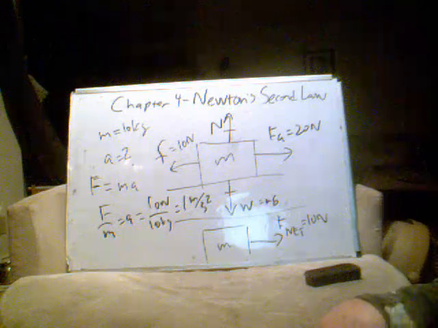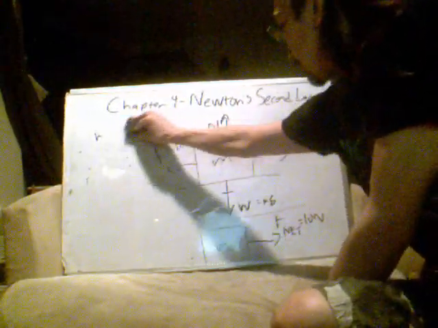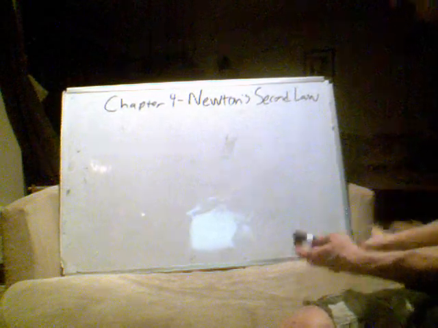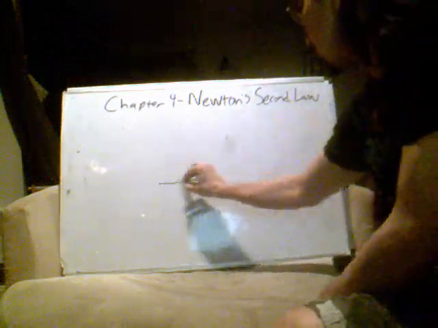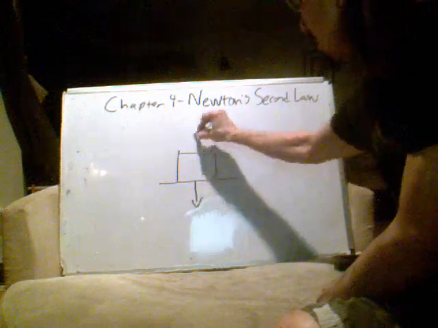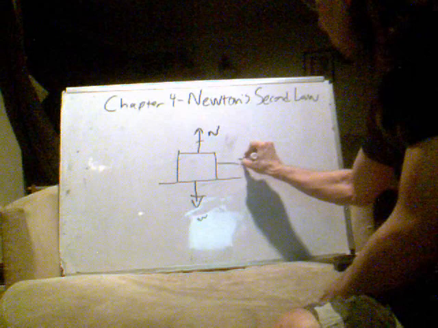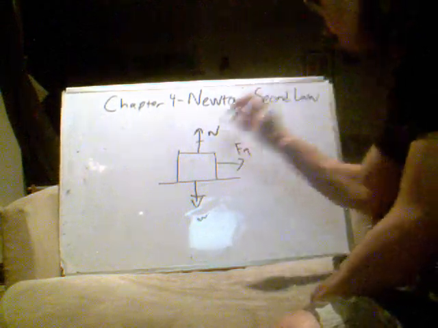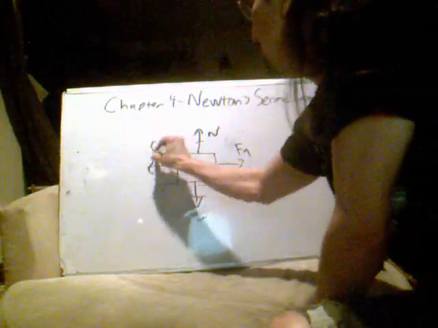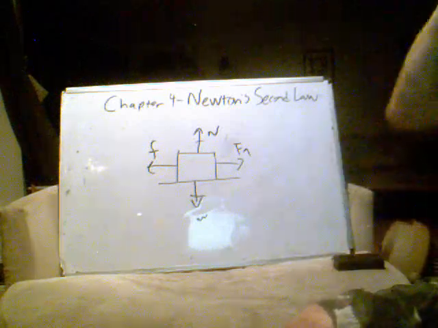Why is that? Well, I'm going to redraw the situation just a little bit neater here. So here's our, obviously we have the weight and the normal force, those cancel out, right? Now we're going to apply a force to try to move this box across the floor. Force of friction is going to resist, right?